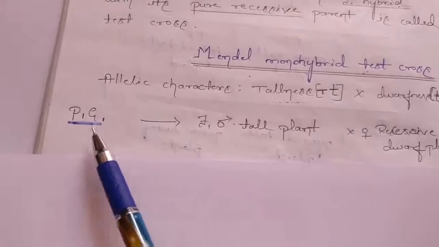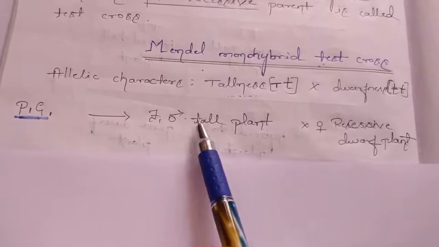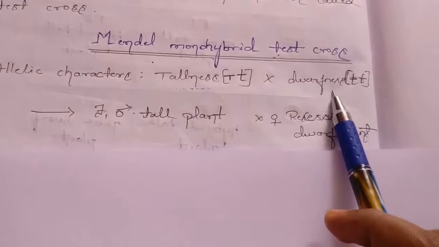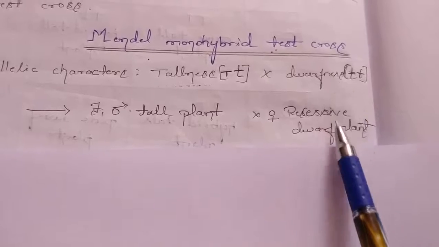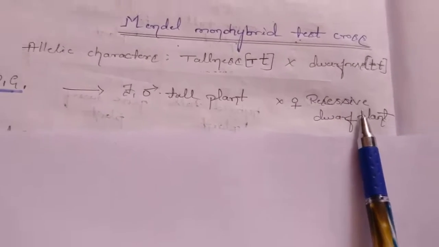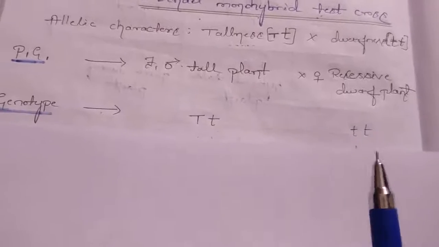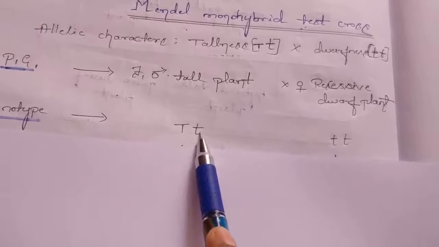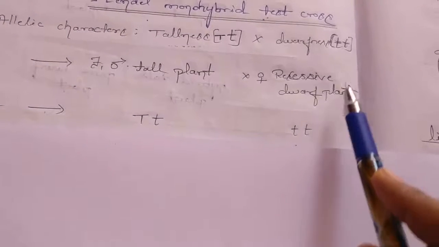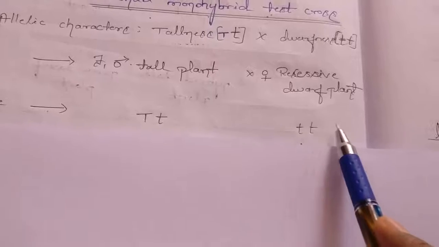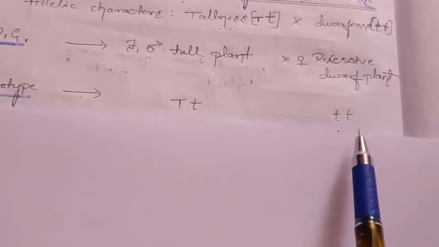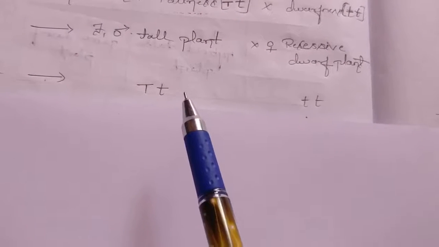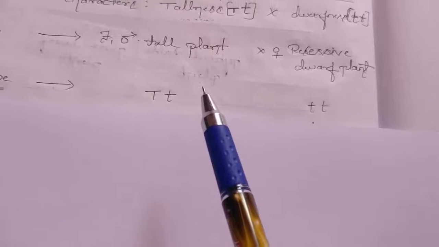Then, in the parental generation, the F1 hybrid tall male plant and the pure recessive female plant are going to be crossed. Next we write the genotypes of the plants. The genotype of the F1 hybrid will be capital T, small t. Then the recessive dwarf plants will have small t, small t. After getting the genotypes, these genotypes must undergo the meiosis process for the formation of the gametes.